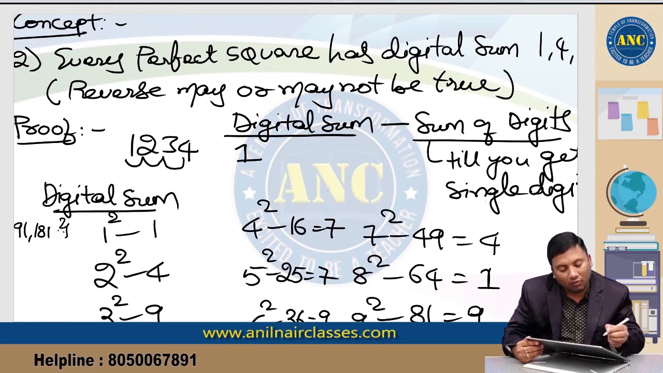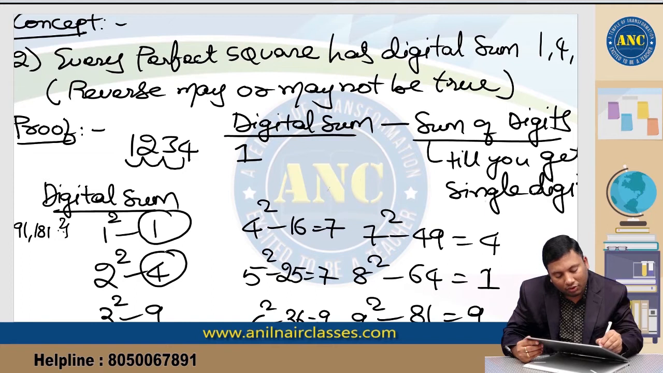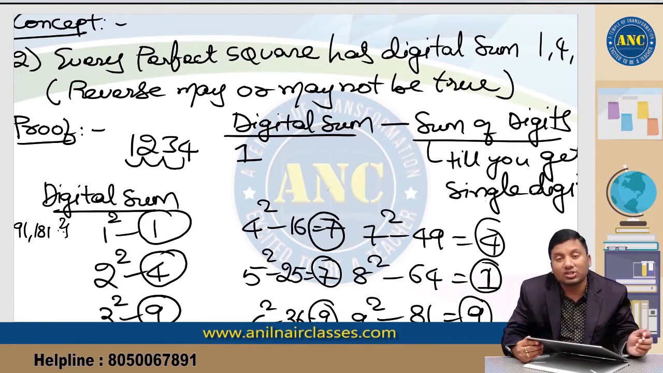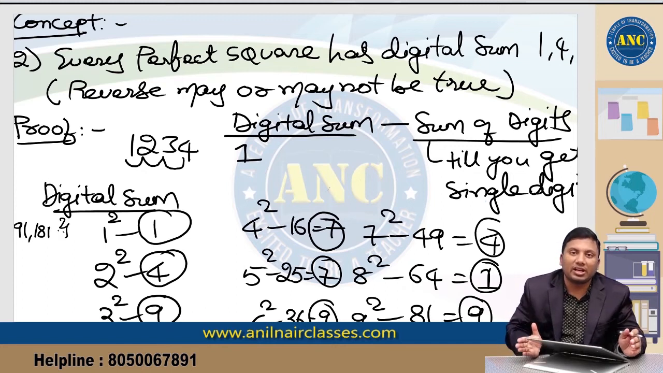If you observe, what are all the values that you got on the right hand side? 1, 4, 9 or 7. And on the left hand side, all the possible digital sums are squared. So every perfect square will have digital sum 1, 4, 7 or 9. If a number is a perfect square, it will have digital sum 1, 4, 7 or 9.